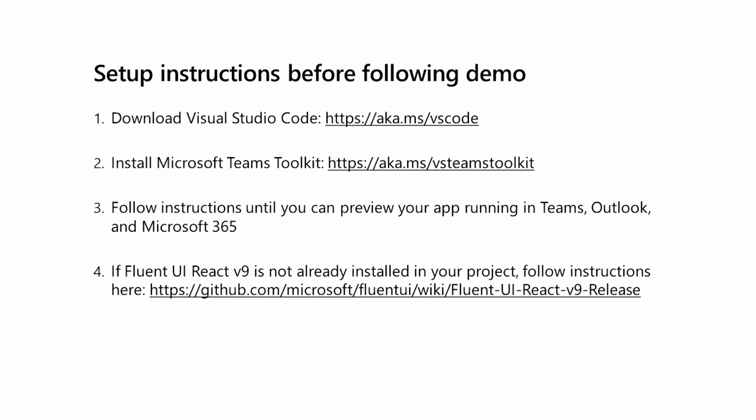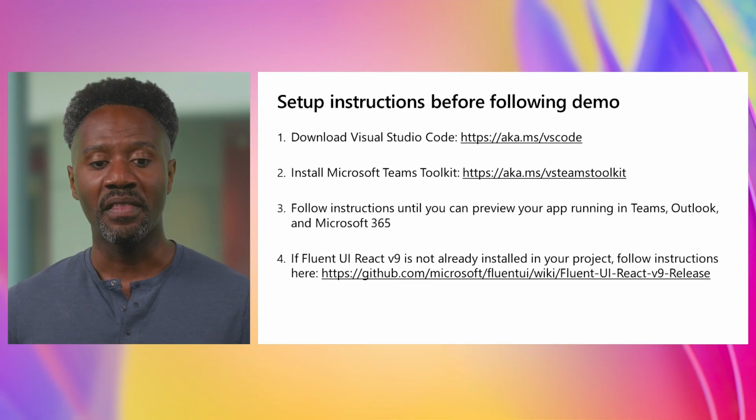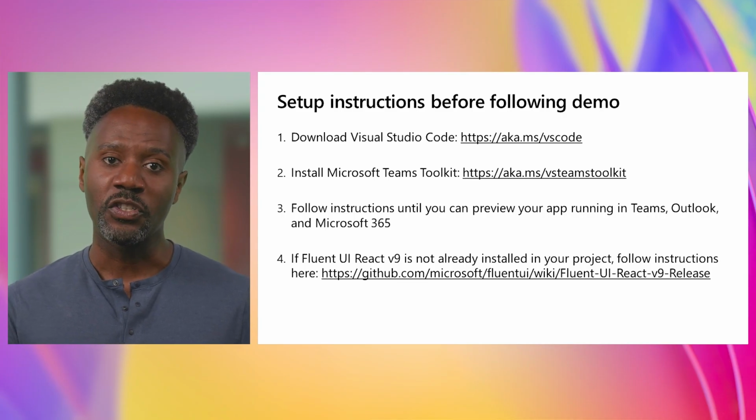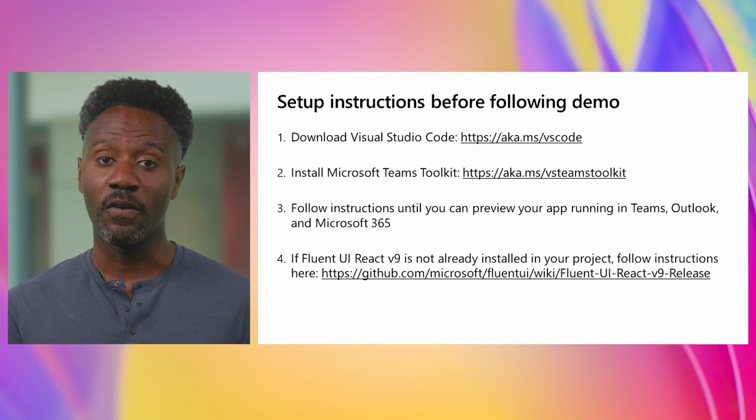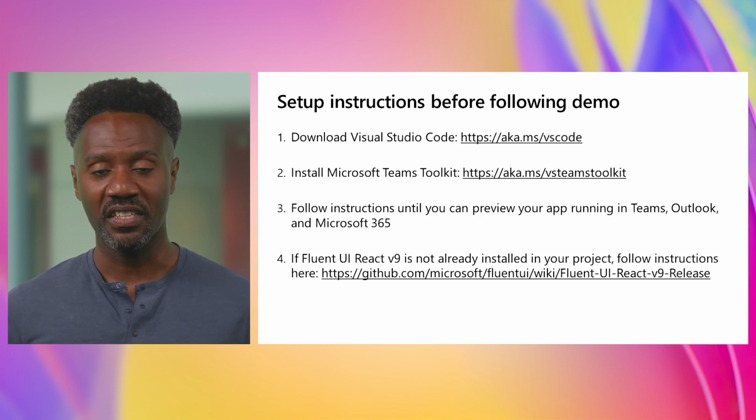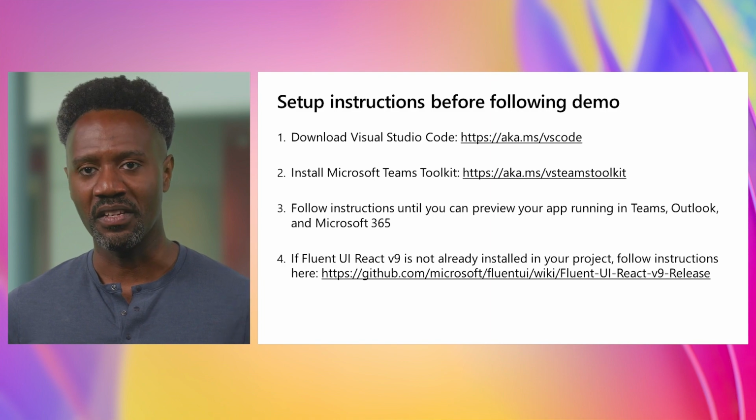First, make sure that you have Visual Studio Code installed. Second, I want to make sure that you have the latest Microsoft Teams toolkit installed. You can follow the link here. Once you have the toolkit installed, you want to follow these instructions to make sure that you can see your app running in preview in Teams, Outlook, and Microsoft 365. And once you've done that, last but not least, you want to make sure that you have the latest Fluent UI React v9 library installed. It should already be there, but just in case it's not, you can follow this GitHub link, follow the instructions to get it set up. Now, let's jump into the demo.